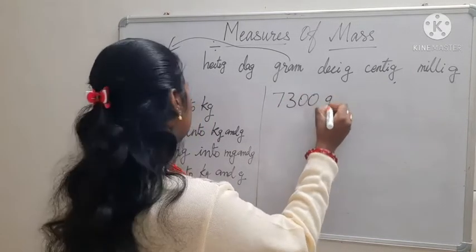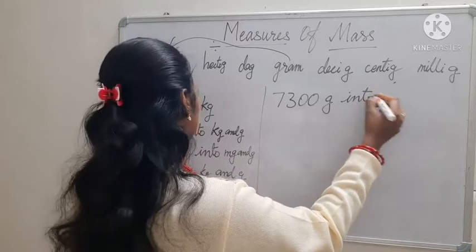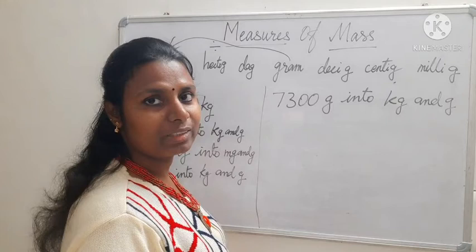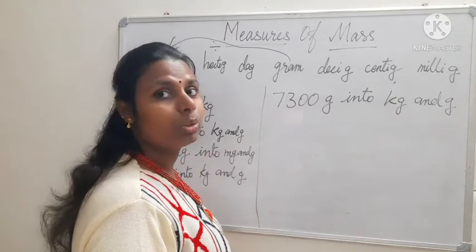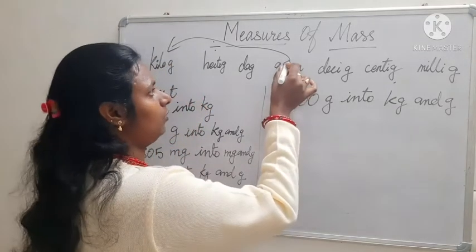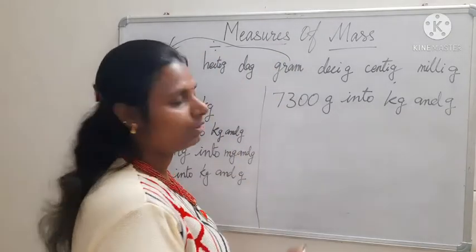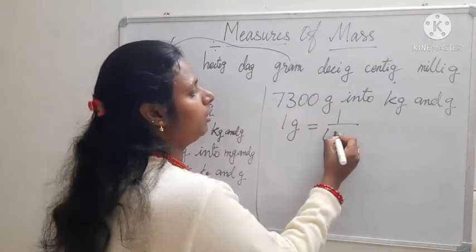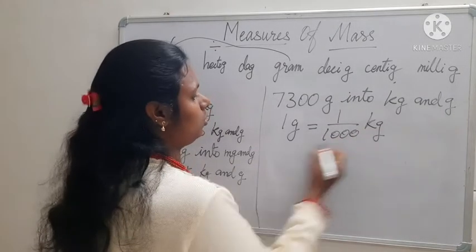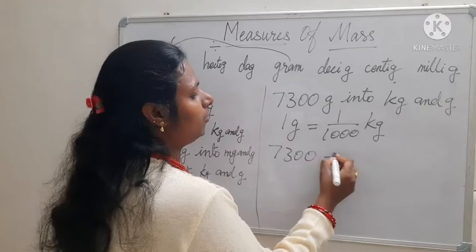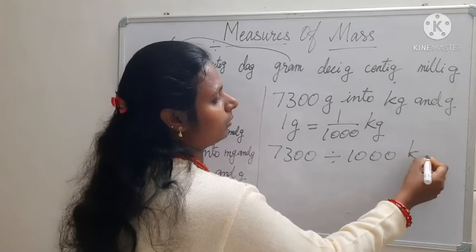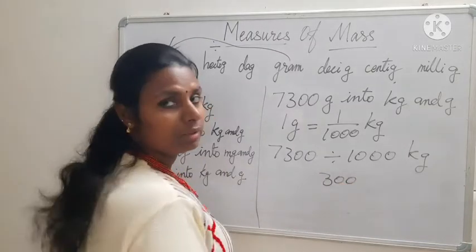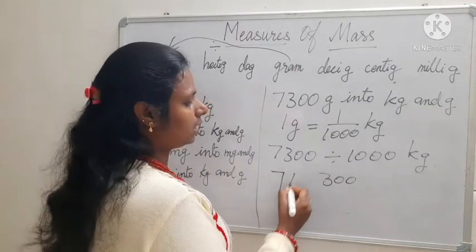7300 gram into kilogram and gram. Okay, 7300 gram into kilogram and gram. So here also again gram into kilogram we are going to convert. So 1 gram is equal to 10, 10, 10, so 1 upon 1000 kilogram. So 7300 divided by 1000 kilogram. So here 3 zeros will go, and 7 is remaining. So this is kg.